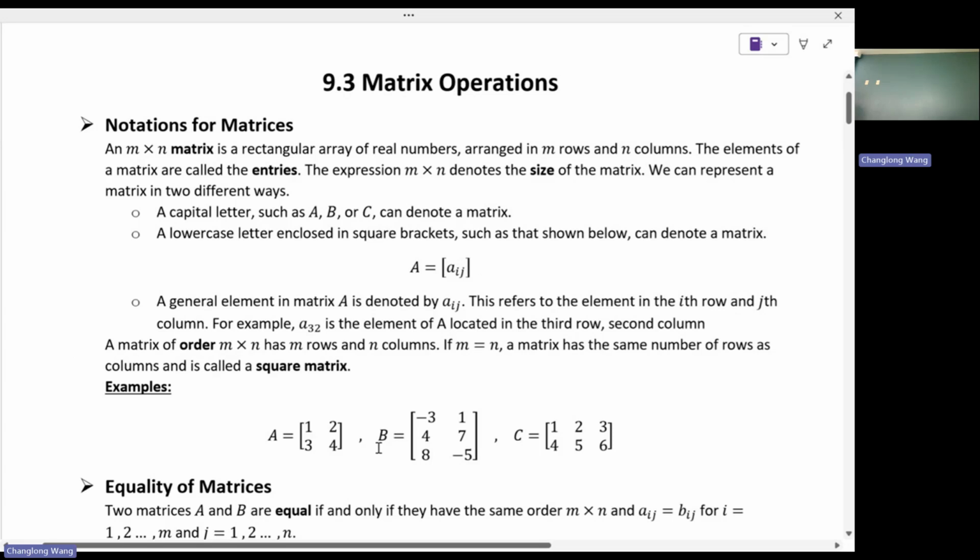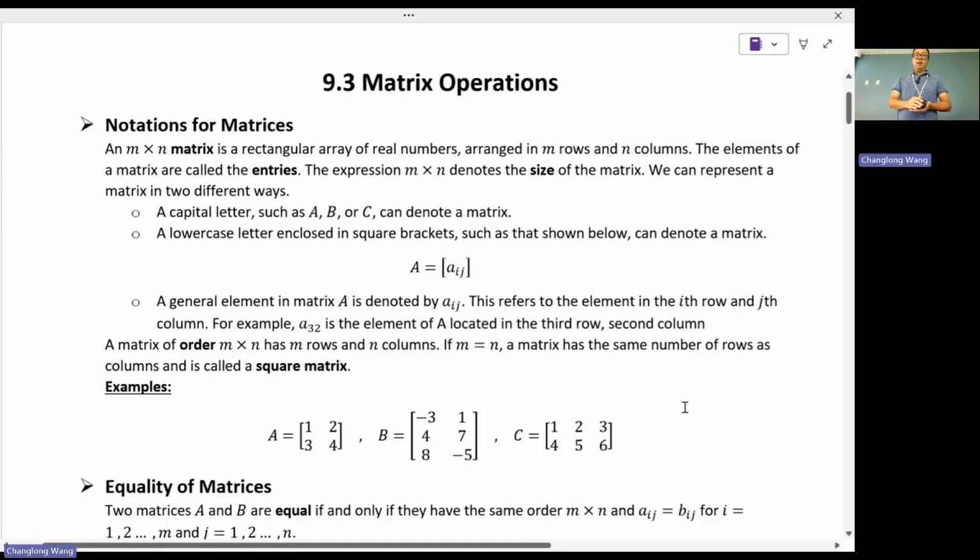What about matrix B? How many rows? 3 rows, 2 columns, so 3 by 2. What about C? The order of C is 2 rows, 3 columns, so 2 by 3. And you do realize that if you swap the rows and columns, M and N, that will be very different. 3 by 2 and 2 by 3, so these two matrices look different.